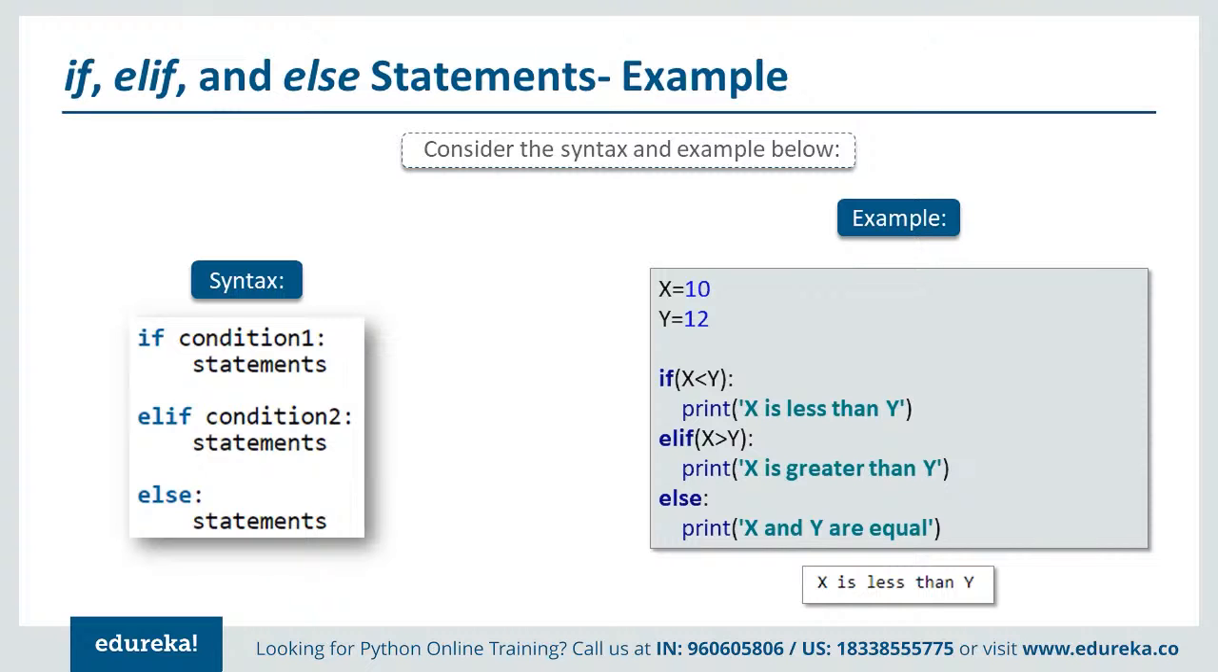And on the right hand side, let's go ahead with the example. We have a value of x as 10 and y as 12. Here we are checking that if x is less than y, then we say x is less than y. But we are also checking if x is greater than y, then x is greater than y. And if neither is happening, then we say that x and y are equal. Now I can easily remove the second condition and just say x is greater than y, but this does not work in the same way.